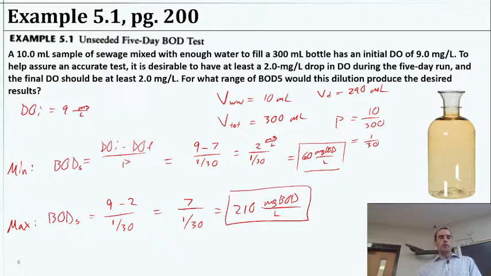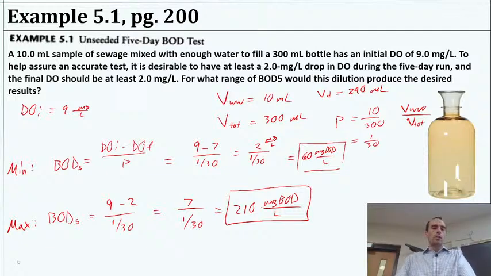So we can take a look. If we take our equation, BOD is DO initial minus DO final divided by our dilution factor. We can solve for our dilution factor. That should be the volume of wastewater over the total. The volume of wastewater was given as a 10 milliliter sample. And the total volume of the bottle is 300 milliliters. So that's going to be 10 over 300 or 1 over 30.